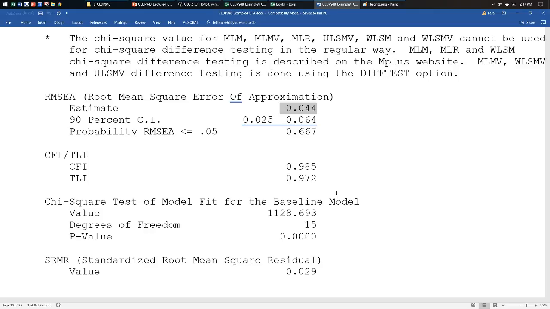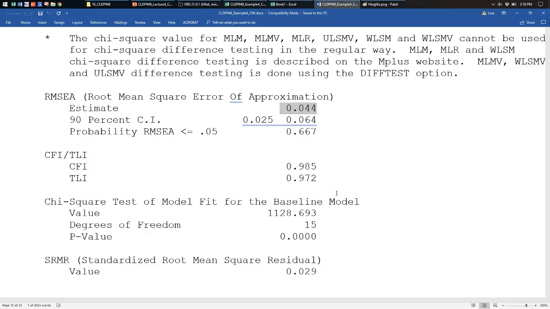How about CFI? What do we want that to be? Big, yeah. We want it to be 1. What's a good CFI? 0.95-ish would be a really good one. That's a good one. How about TLI? Same metric, except it can go over 1. It also likes it. Next piece, chi-square test, significant. Do I care? Nope, I don't. This is the same number that was there before, because this is the difference between the worst and best models. It has nothing to do with mine.